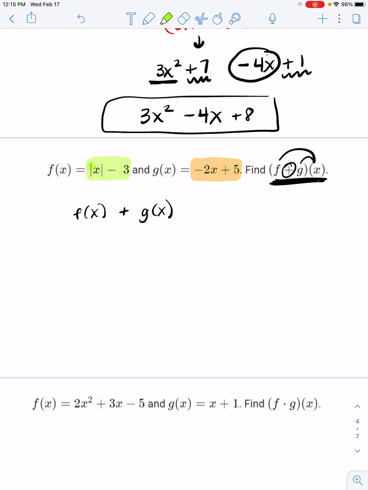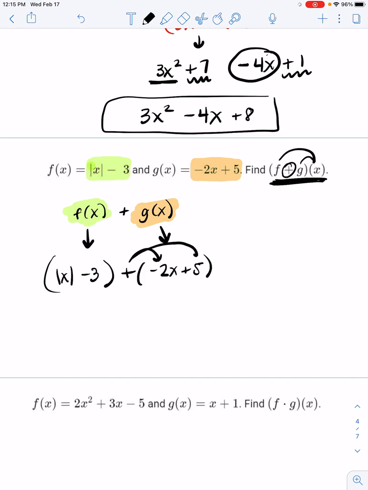Okay, so we said f of x was in green, g of x was in orange. So I'm just going to take that green function and plug it in for f of x. So absolute value of x minus 3, that whole function, plus, then let's plug in the orange function, negative 2x plus 5.